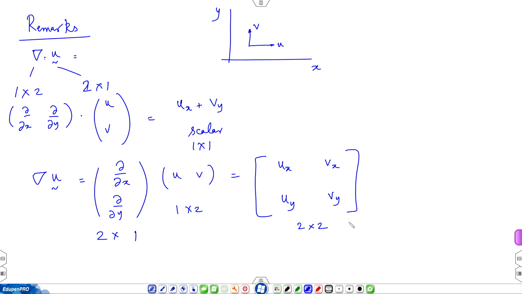So, when you show a dot, it is called an inner product, and this second form, del u without a dot, let me write no dot, is called the outer product. And the transpose will be the transpose of this matrix.